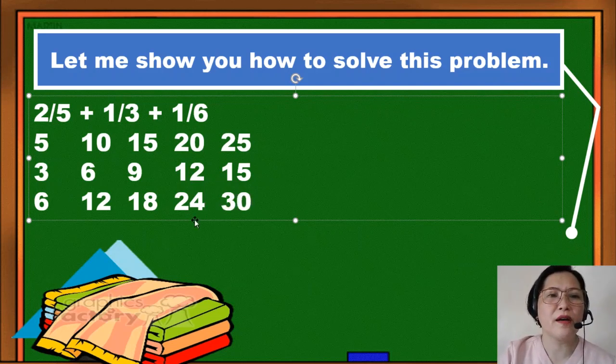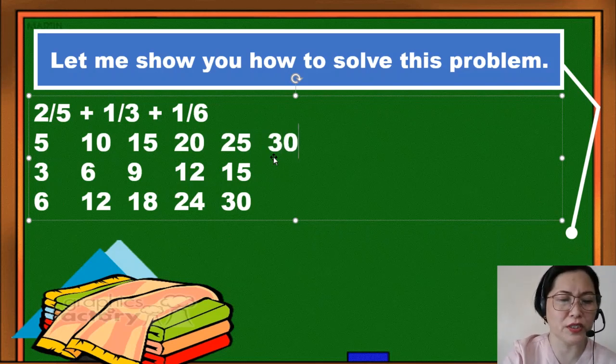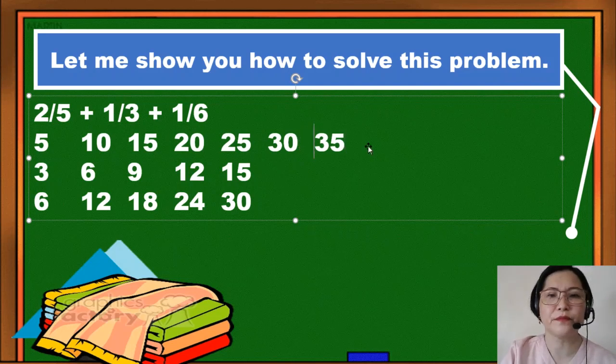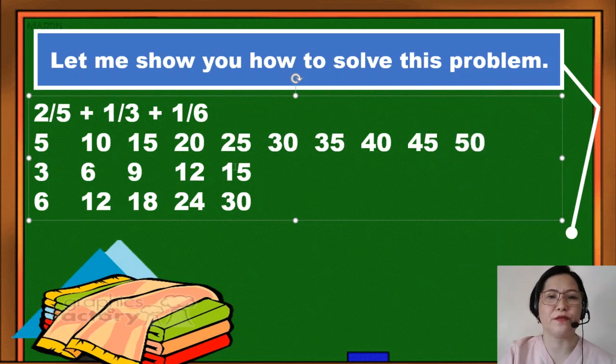Do we now have a common denominator? Not yet. So let's continue doing the multiples. 25 plus 5 is 30. 30 plus 5 is 35. 35 plus 5 is 40. 40 plus 5 is 45. And 45 plus 5 is 50.